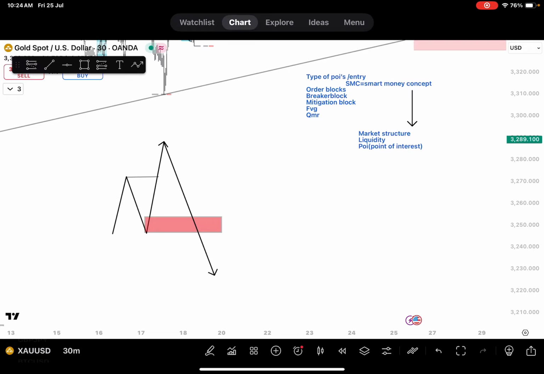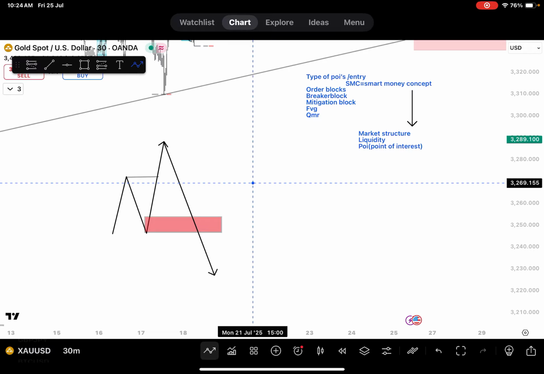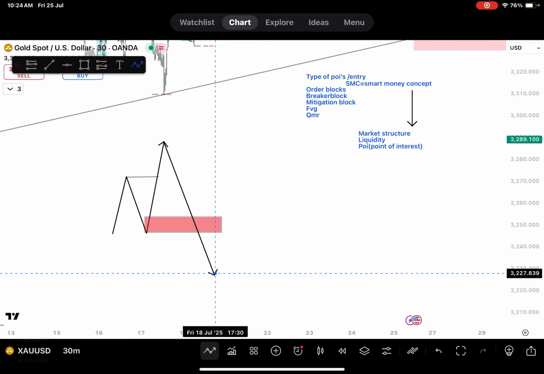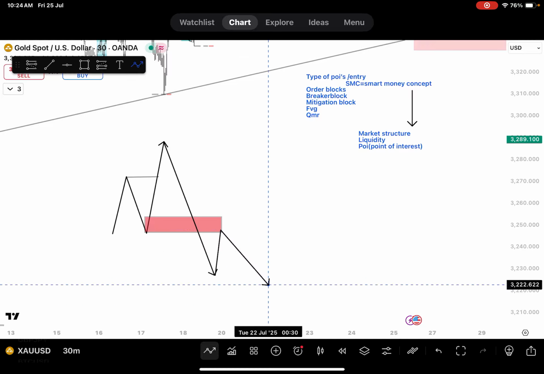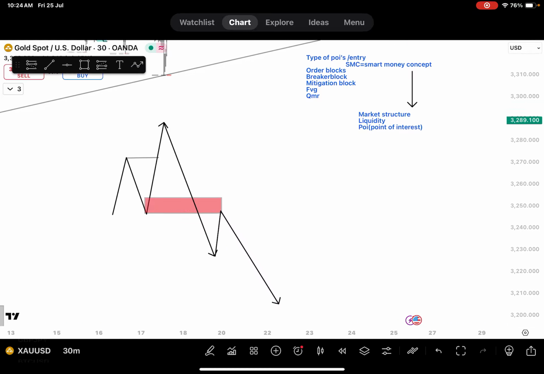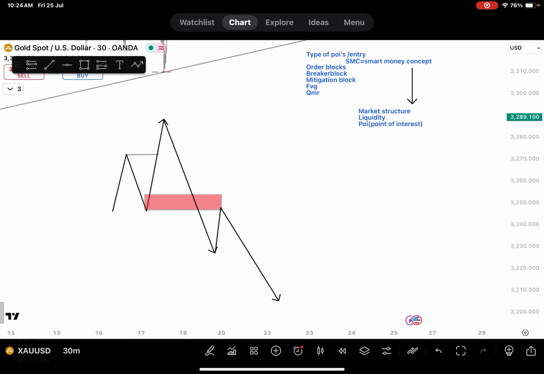And once the market violates this order block, what do we expect? We expect the market to do what? To go back, tap into that breaker block and continue going down. You understand? When an order block turns a breaker block, it does not mean that block is useless. The block is still very, very useful. That is why it is what? A breaker block. You understand?